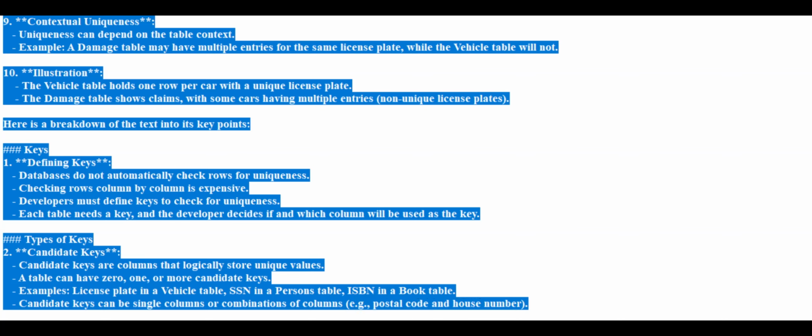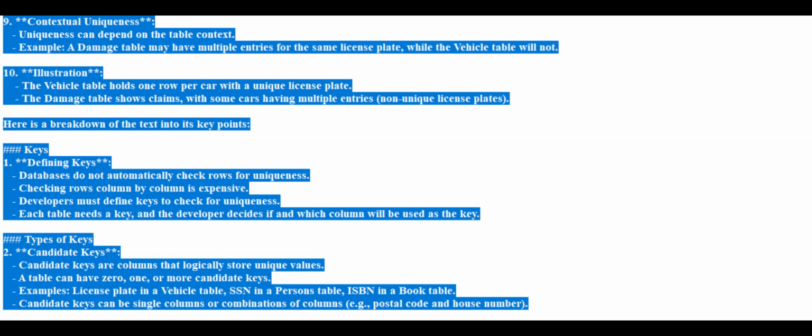Defining keys. Databases do not automatically check rows for uniqueness. Checking rows column by column is expensive. Developers must define keys to check for uniqueness. Each table needs a key, and the developer decides if and which column will be used as the key.